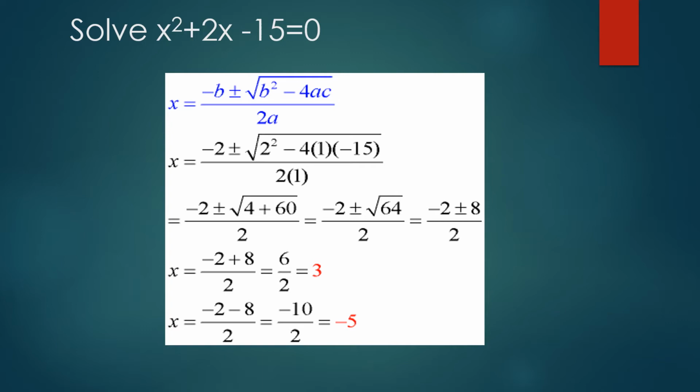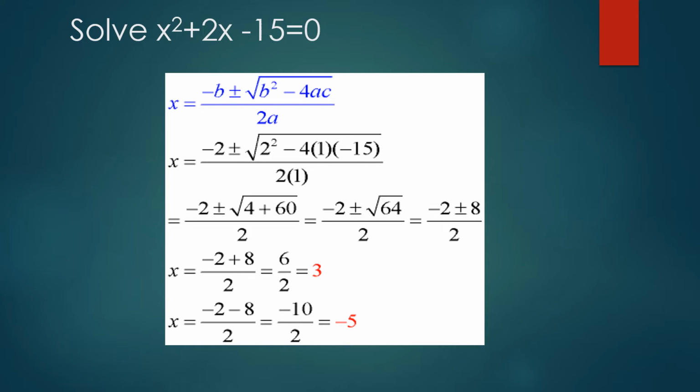Let us see an example. Here the quadratic equation taken is x square plus 2x minus 15 equal to 0. A is equal to 1, that is coefficient of x square is 1. B is equal to 2, coefficient of x is b, that is 2. C is equal to negative 15.